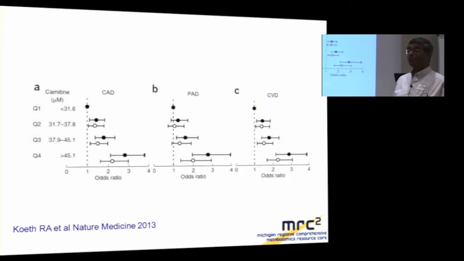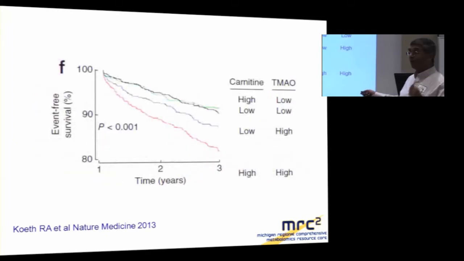What they detected was basically the same thing as for TMAO. Carnitine levels predicted incident coronary artery disease, peripheral vascular disease, and CVD events. What was interesting is that the effect of carnitine was due to the TMAO. If you had a high carnitine level and a low TMAO level, that did not increase the risk for atherosclerosis or cardiovascular events. If you had high levels of both carnitine and TMAO, then you had the maximum events. So carnitine was acting through the TMAO pathway, very similar to phosphatidylcholine.